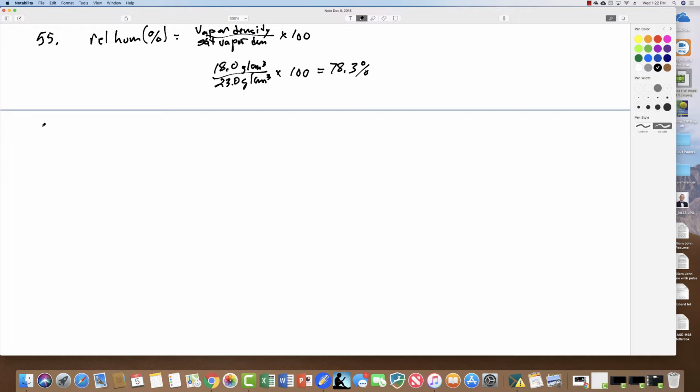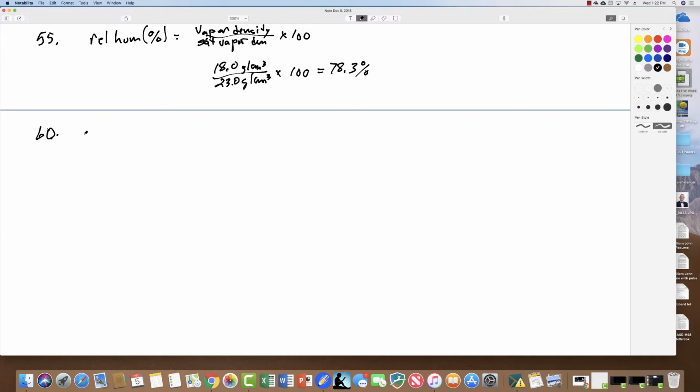Problem number 60 is basically the same kind of problem. We're just changing what we're looking for. In other words, if we know the relative humidity, can we calculate the vapor density? In this case, it says if the relative humidity is 90% on a muggy summer morning when the temperature is 20 degrees, what will it be later in the day when the temperature is 30 degrees?